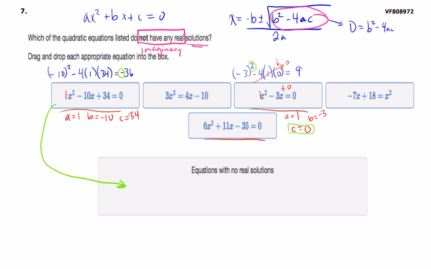And so this right here is going to come out to where you have 2 real solutions, so it's not one that we want to put into the box. We don't want to drag it in there, because that does have 2 real solutions, right? Okay, since the discriminant came out positive.